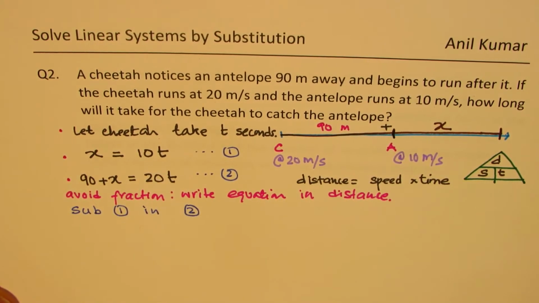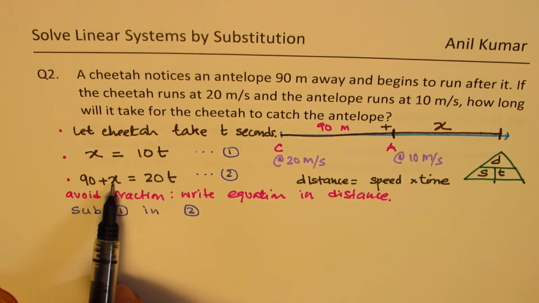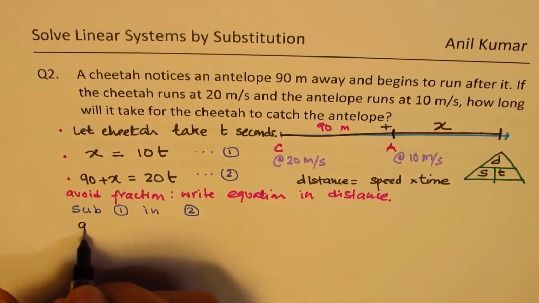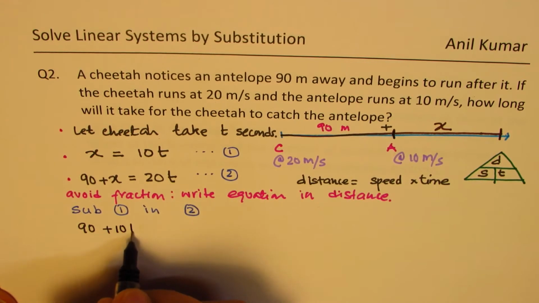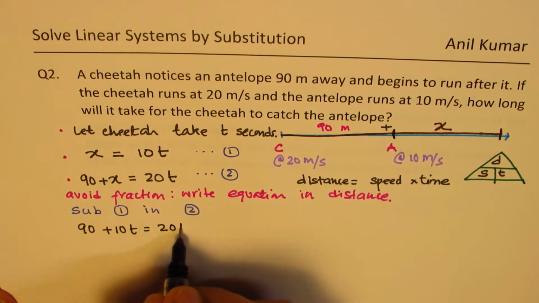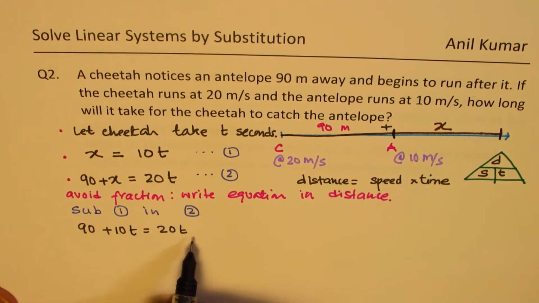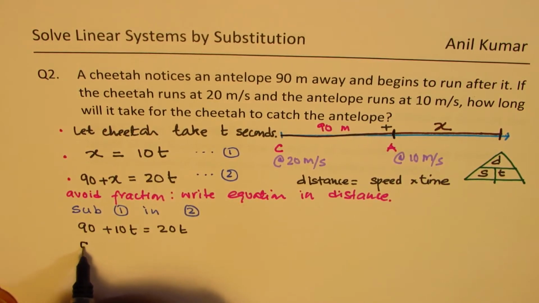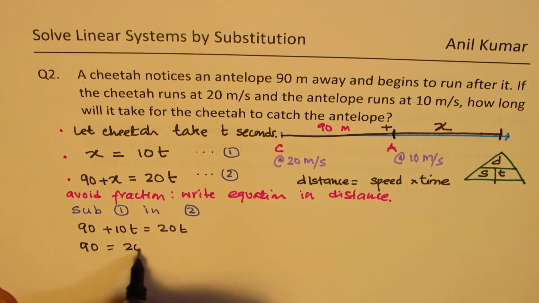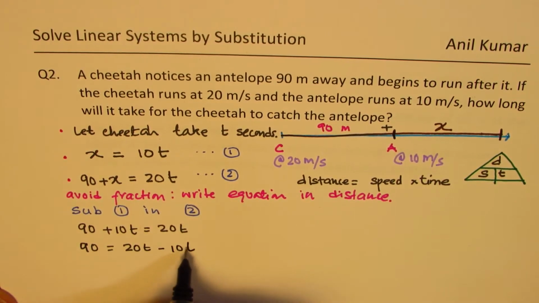Is that clear? So now x is 10t. I'm going to write here 10t. So we get 90 plus 10t equals to 20t. Is that clear to you? Now it's easy to solve. We can take it on the same side and then solve. So we get 90 equals to 20t minus 10t, which is equal to what?